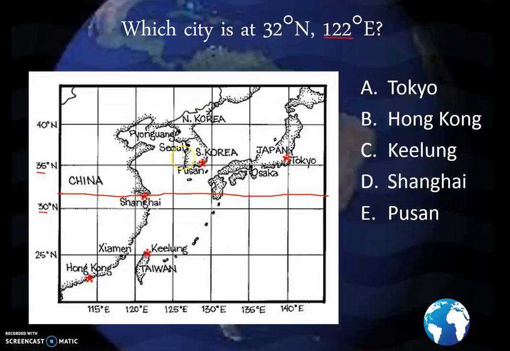So 122 degrees east. So here's 120, here's 125. If I draw a line up through it, I find that my lines cross right at Shanghai. So the answer would be D, that Shanghai is at 32 degrees north, 122 degrees east. And again, in the flipped follow-up, we'll do lots more examples like this.